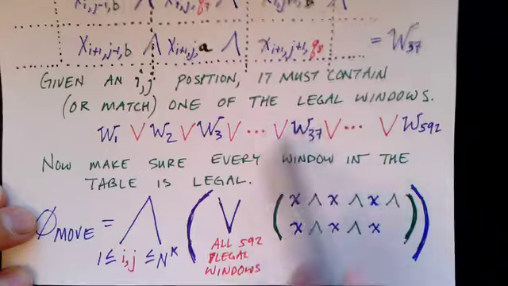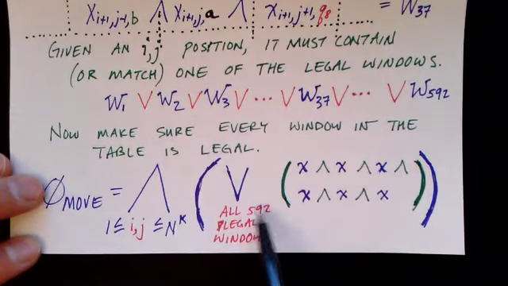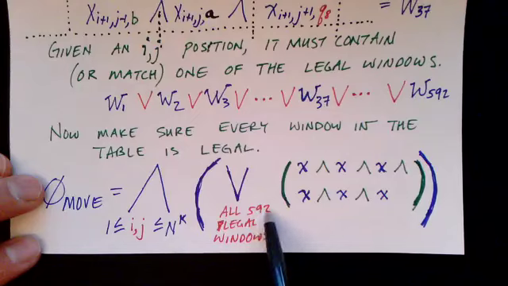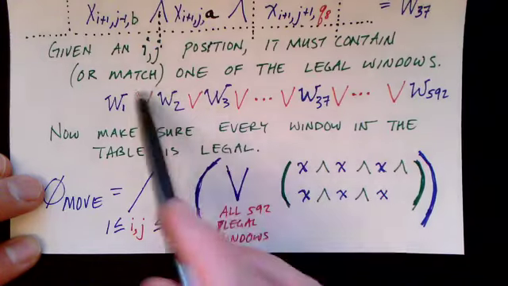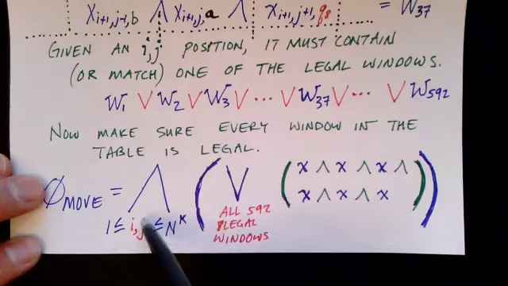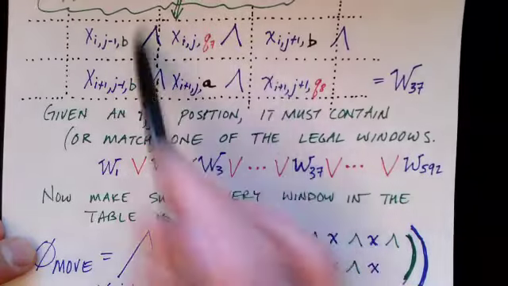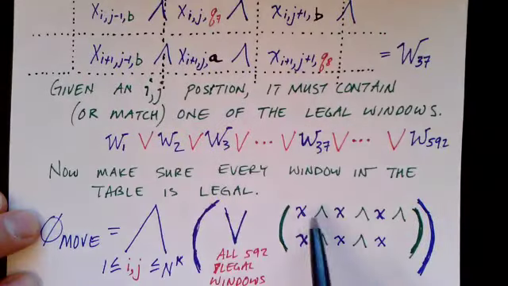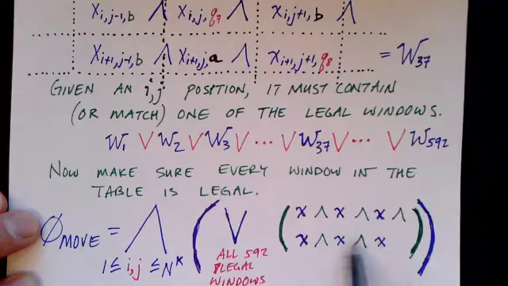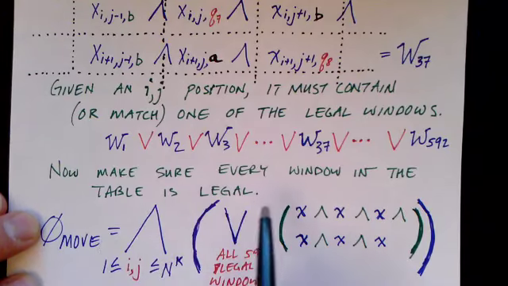So ranging over all of the possible window combinations, maybe there are 592 of them, we have a disjunction centered on that i and j. And then within each one of them, we have something that looks like this that describes the window. So it has 1, 2, 3, 4, 5, 6 positions. So that describes the constraint that says that each configuration must legally follow the previous configuration.